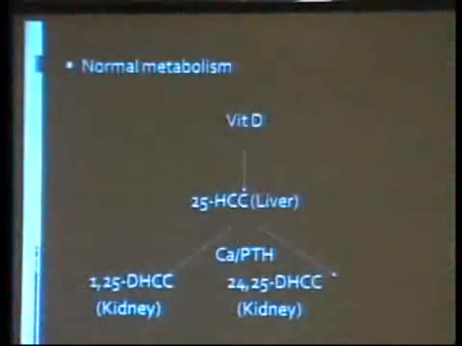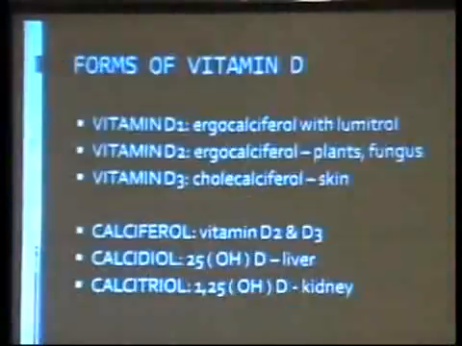But primarily, just to simplify, vitamin D is converted to 25-hydroxyvitamin D in the liver, and then to the active form in the kidney, and the inactive form, which is again metabolized within the kidney, is 24,25 calcitroic acid.